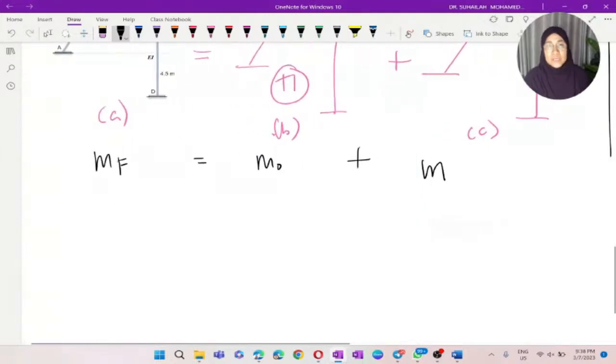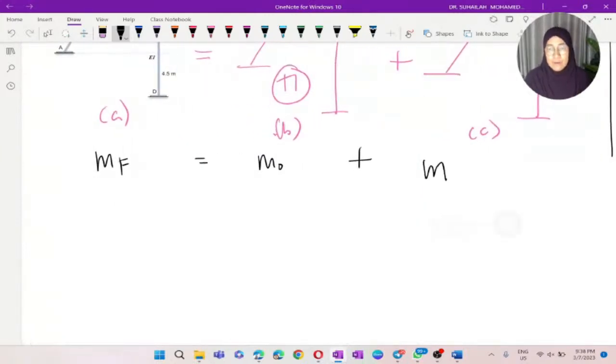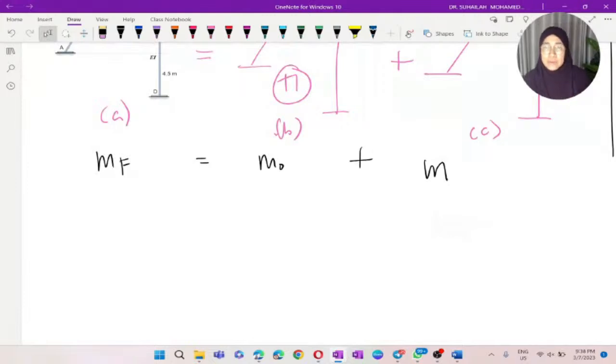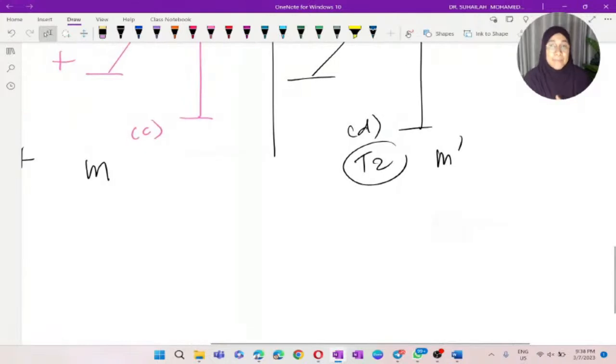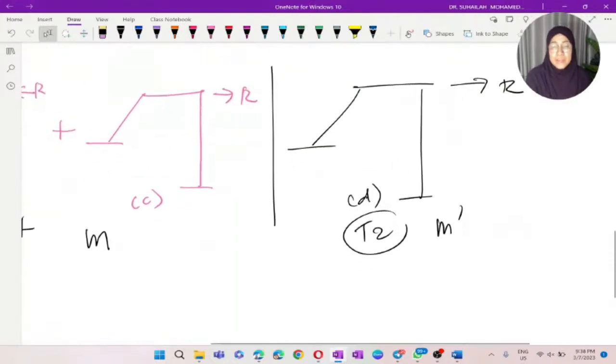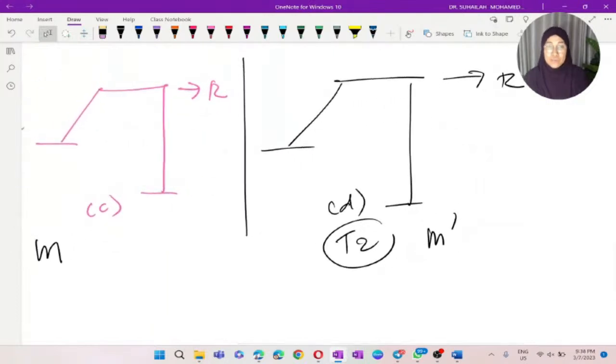For the equation based on the principle of superposition, MF is equal to M naught plus M. M naught we get the value from table 1, but M we do not know the value. But we have M prime from table 2. So by using interpolation, we compare these two diagrams.